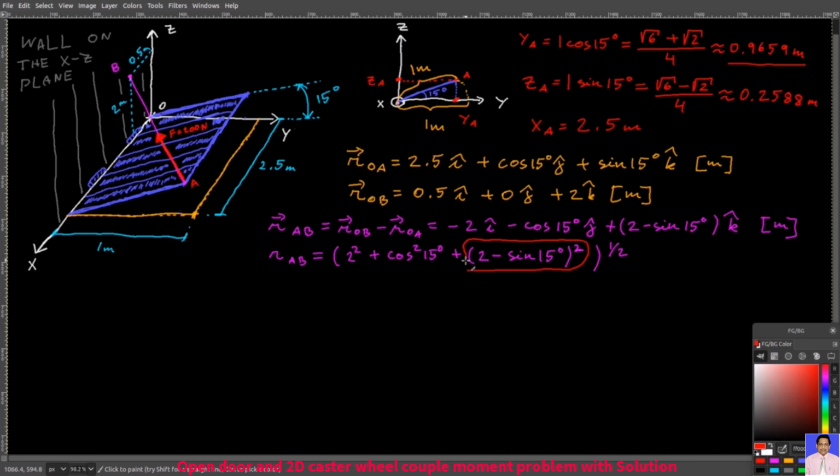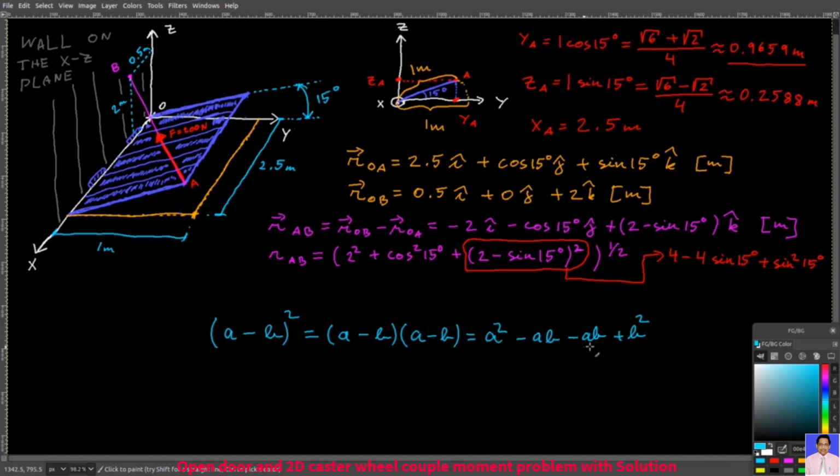Now this term here, it can be written like this. 4 minus 4 times sine 15 degrees plus sine squared 15 degrees. It's simply this case. (a minus b) squared equals a minus b times a minus b, and you will get this result, or simply this result here. That's exactly what I did here.